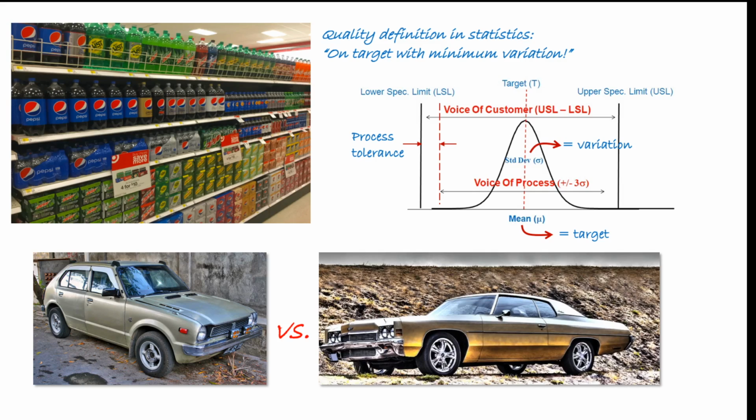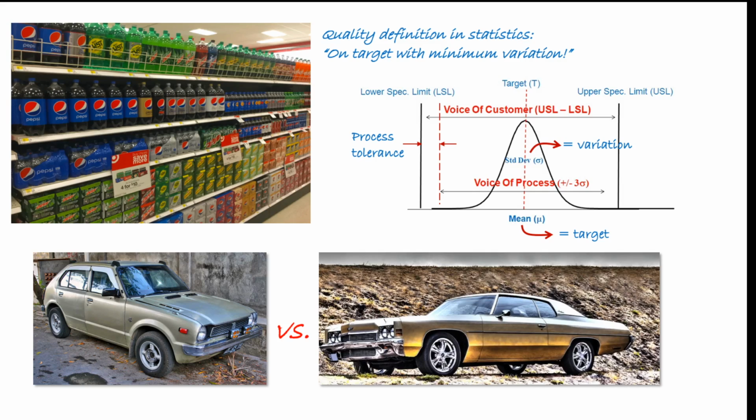This closing slide illustrates the importance of product variability in production quality control. The definition of quality or statistical quality is right on target and with minimum variance. This means that products are not only in accordance with user demand, but also with consistent characteristics from one batch to another. This photo of two cars illustrates the definition of quality.